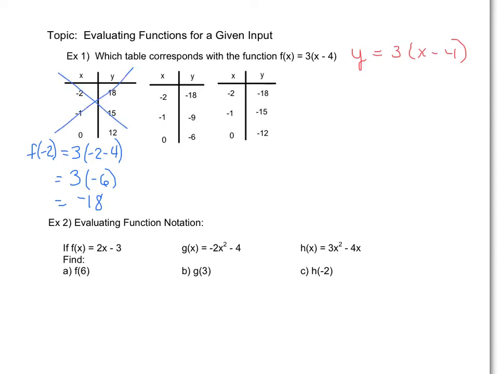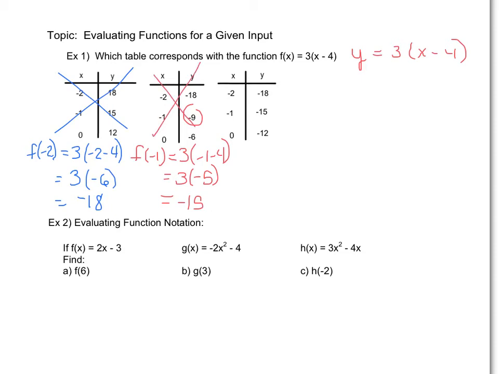Looking at the next table, again, I'm going to start by plugging in -2. So I already know from what I saw here that f of -2 should be -18. Well, that worked. So far so good, but I have to check my other values as well. So when I plug -1 in, I have f of -1 should be 3 times -1 minus 4. I don't have to distribute, so I get 3 times -5, order of operations, which is -15. Well, notice that that's not -15, so my second table doesn't work either.